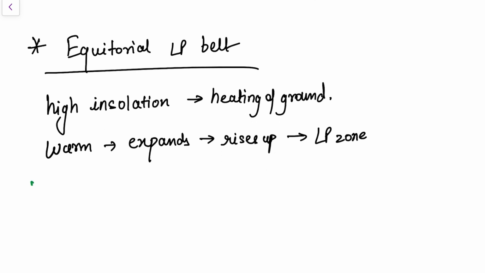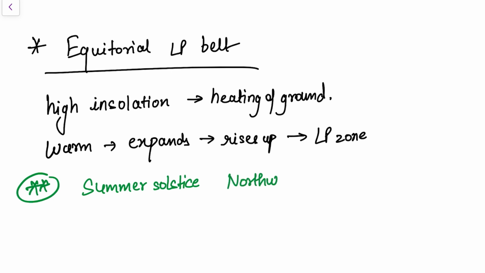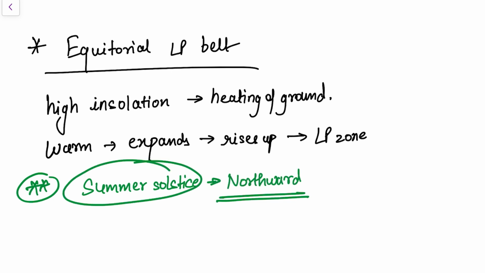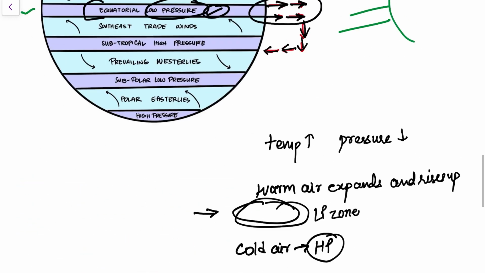And one important thing, during the summer solstice, it is shifted northward and vice versa. So the location of this belt changes seasonally with the apparent movement of the sun.